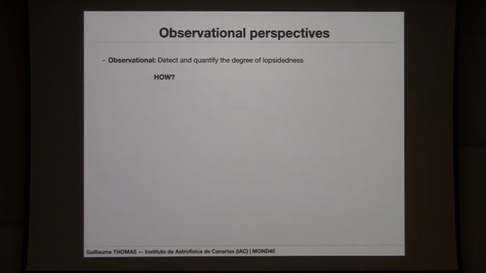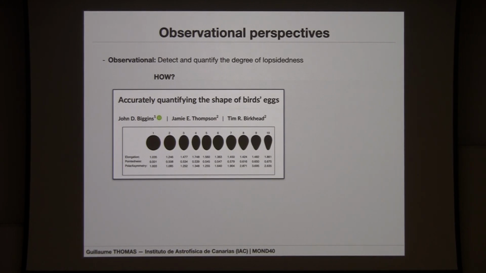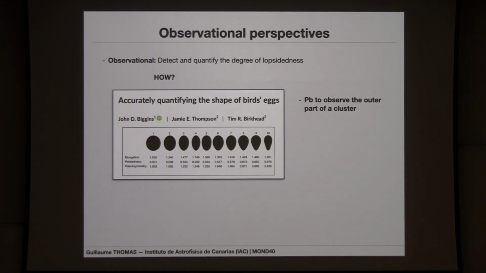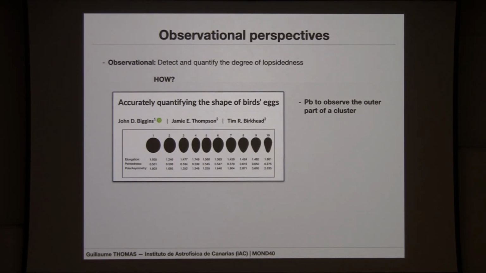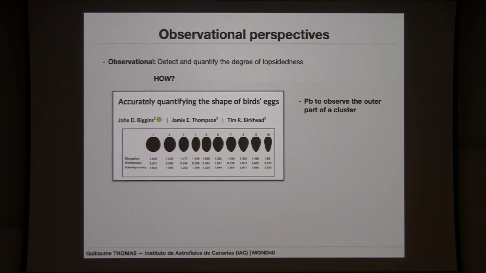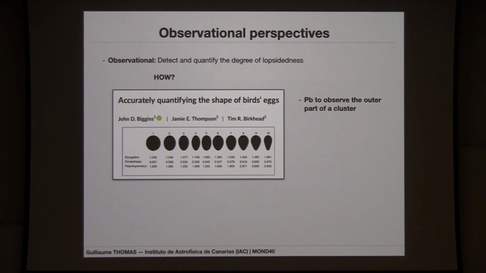So on the observational side, how can you quantify this? Well, we have to go to our colleagues that do ornithology and study the shape of the eggs of different birds. And actually, they have a really good parameter, the pointedness and elongation, which tells you how pointed or egg-shaped an egg is. These are different species of birds that have different shapes of eggs. So they use mathematics to define the morphology. And you can actually fit this on the isochrones or isopotentials to quantify the amount of lopsidedness of the globular cluster that you can observe.